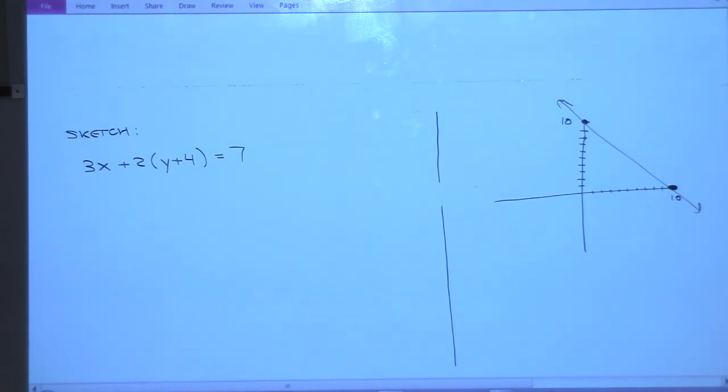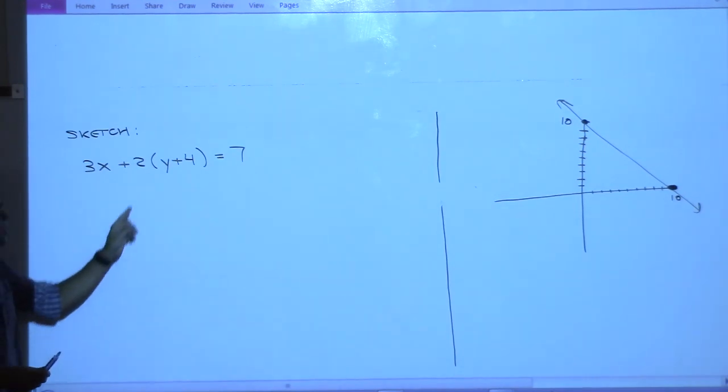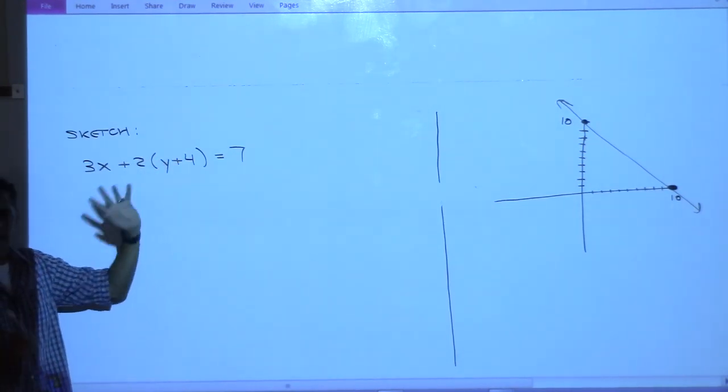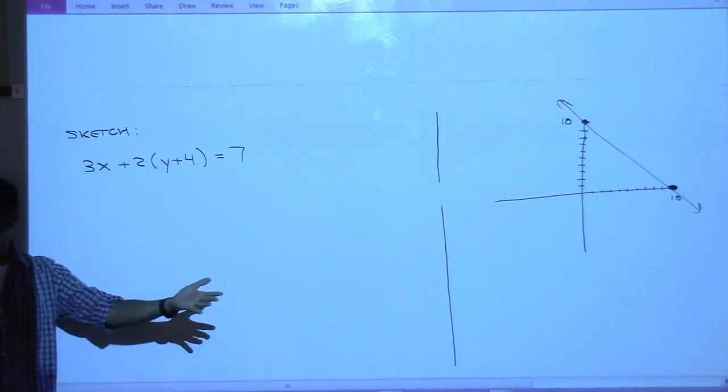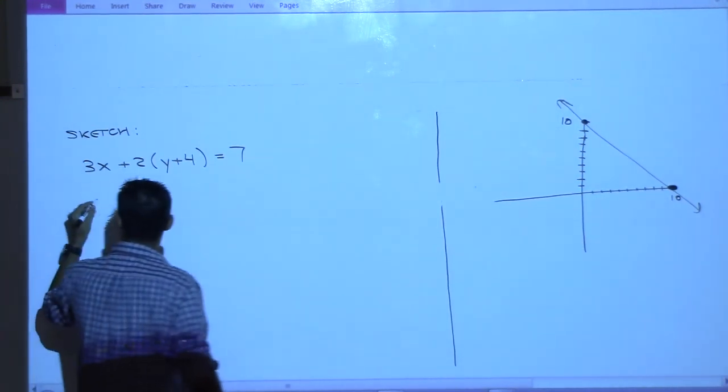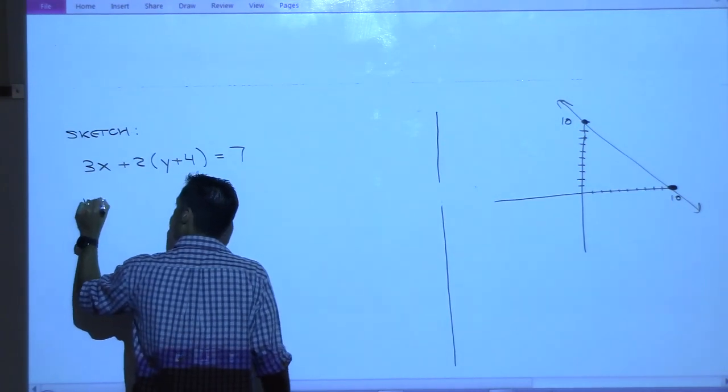right? You might be sitting there right now saying, oh, we could distribute the 2, right? We can, but we don't need to, because the intercept method just says, go find the intercepts. So let's not waste any time. Let's just go right to it. So I'm doing the intercept method.